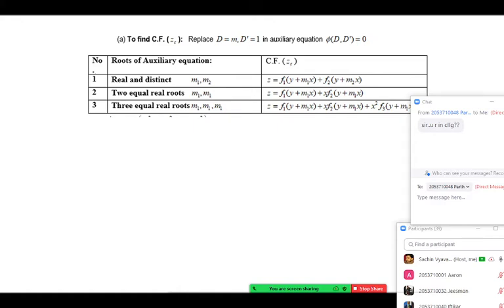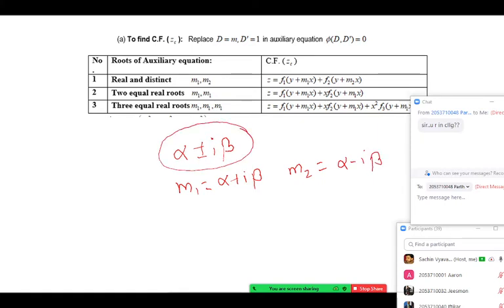Suppose we have a complex root alpha plus or minus i beta. We say m1 is alpha plus i beta, and m2 is alpha minus i beta. If we have a complex root, then just say the first root is m1 and the second root is m2, and then this is the solution. The solution will be z equal to f1 of y plus (alpha plus i beta) x plus f2 of y plus (alpha minus i beta) x.